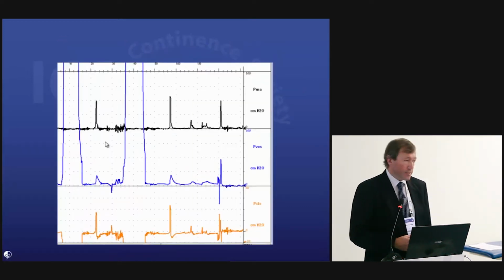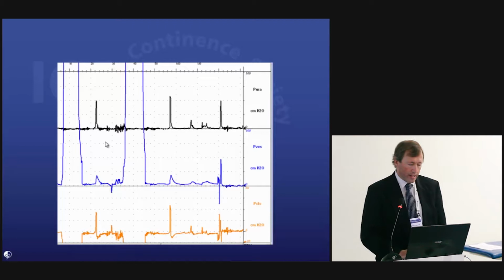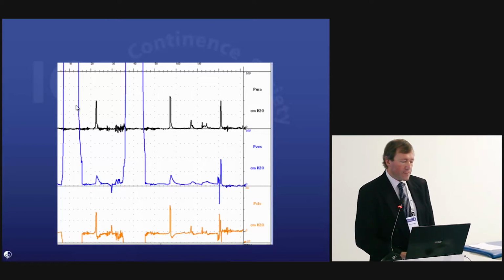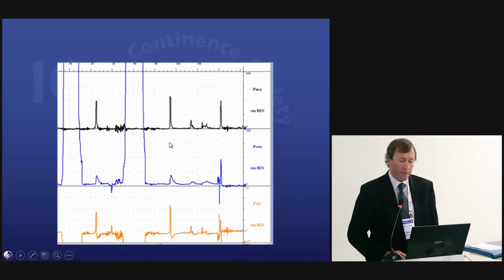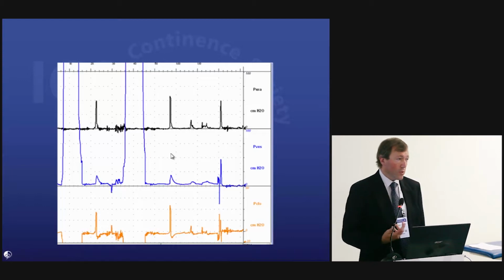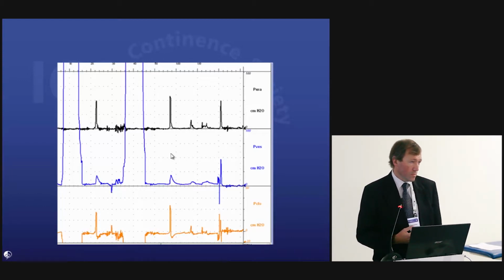Here's some more flushes. You can see 2 now on the vesical line. And afterwards, there are 2 spikes showing you that the transmission is poor. It's been flushed again because the transmission was poor, and still we have poor transmission. So this is not due to air in the system. What's happened?